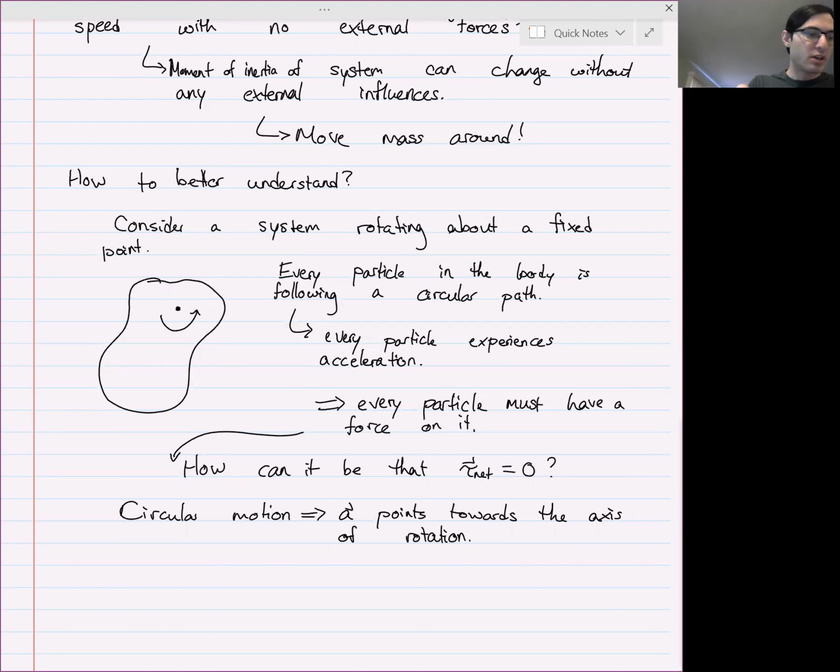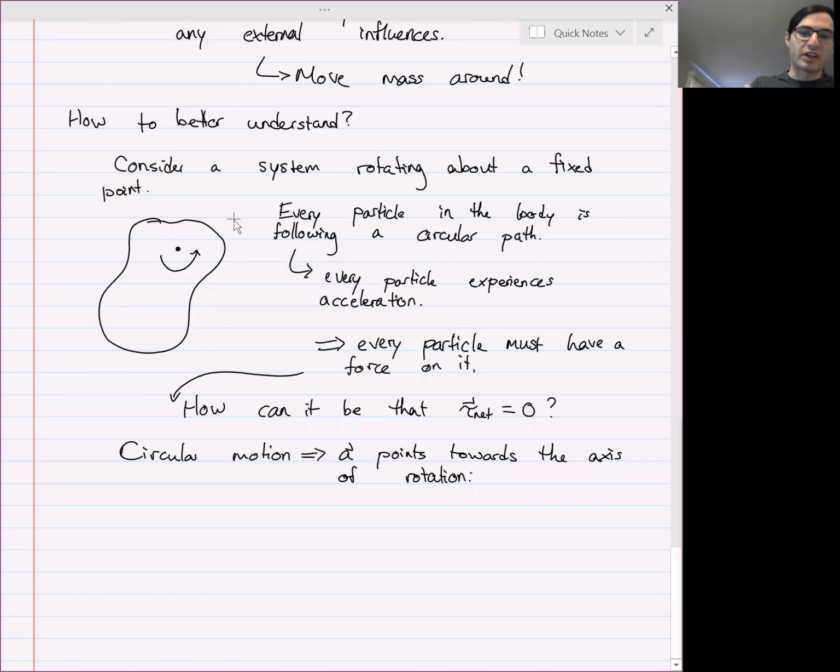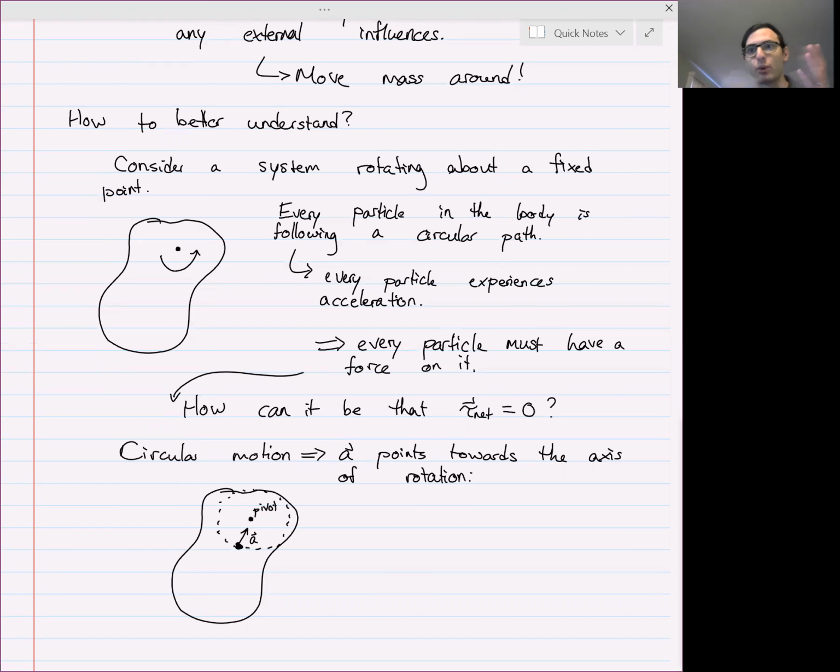And so if we just look at, let's take this chunky boy, put it right there. Let's examine a single particle that's going around in a circle, maybe one here. So this particle would go around in a circle like this, right? But the acceleration vector for this chunk of mass would point to the center, where here is the pivot. Sorry that the words are small.